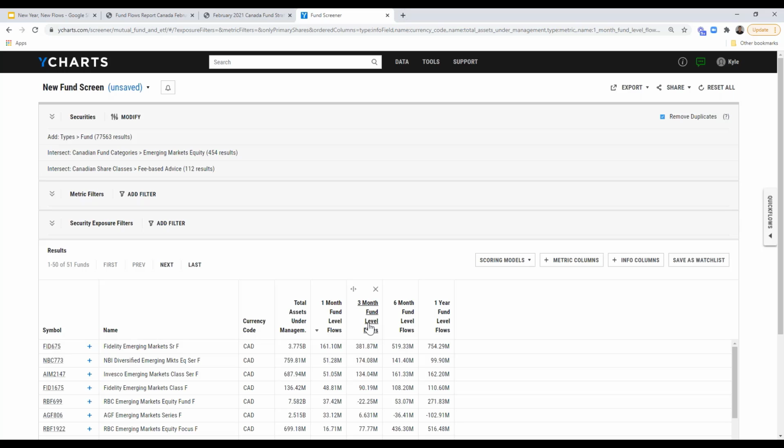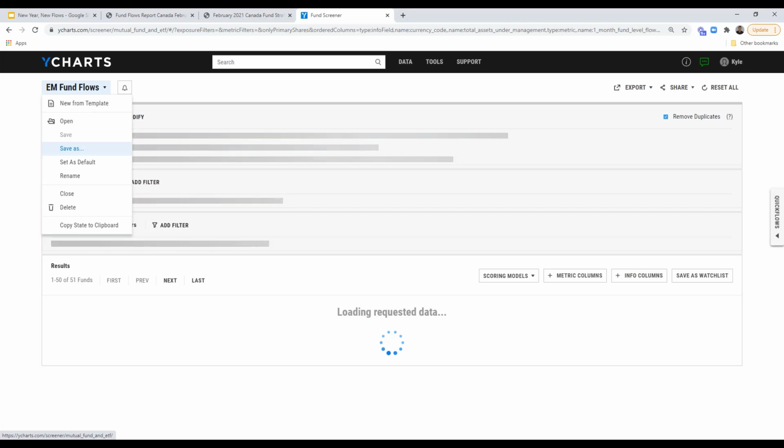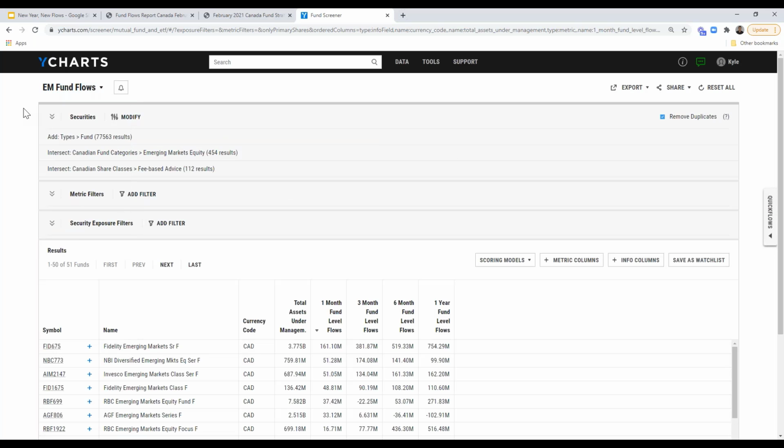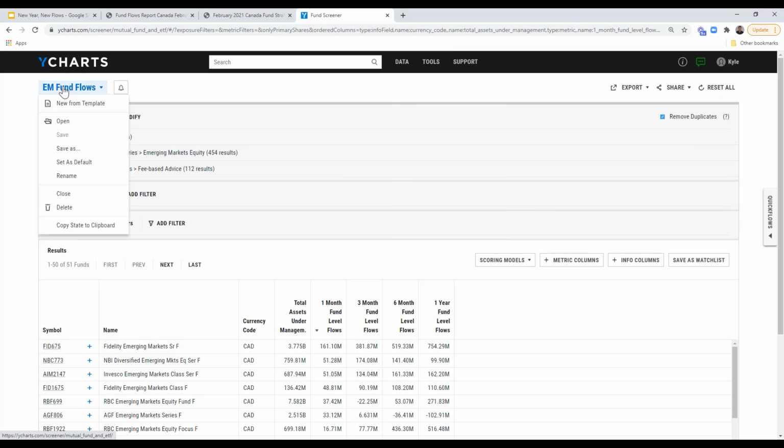And even save this screen down. So if this is something that I want to come back to at a later point in time, click the drop down in the upper left-hand corner, save as, call it EM fund flows. And when I want to pull this back up, analyze emerging markets, go back to my fund screener through the tools dropdown, click the upper left-hand corner, which is essentially my menu for the screener, click on my open folder, and I'll have all of my saved screens.